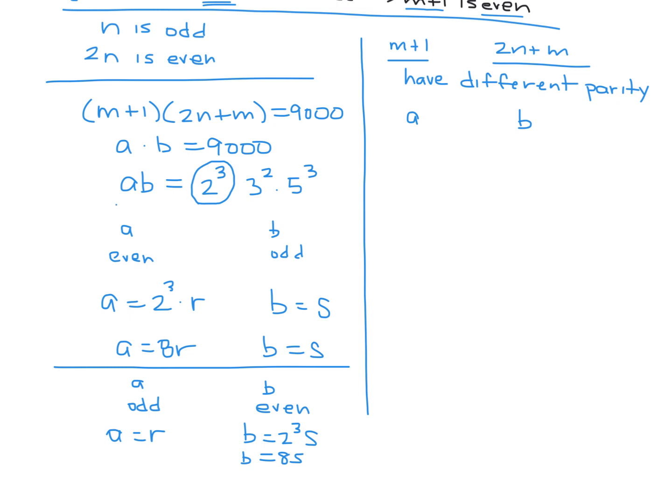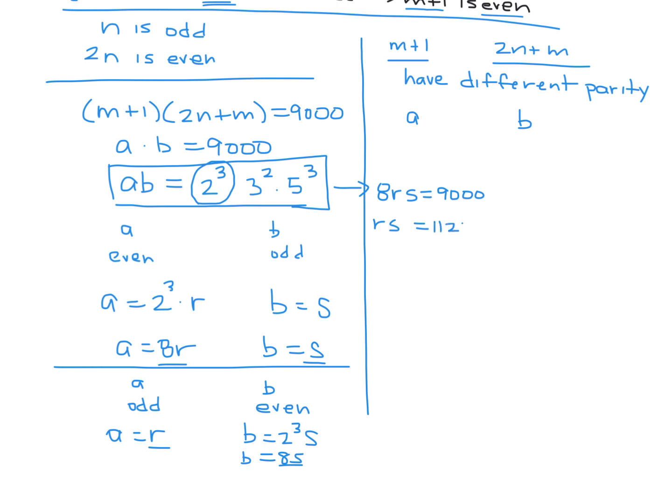So now let's go back to this guy right here and substitute what we have. In either case, whether you do 8r and s or r and 8s, A times B becomes 8rs is equal to 9,000. And then that means rs would be 1125. And if you break it up into prime factors, it's 3 to the power of 2 times 5 to the power of 3. Okay, so now this is a little bit more digestible.